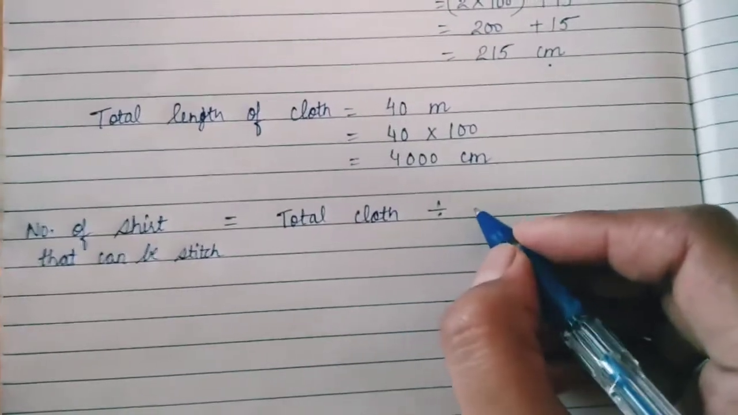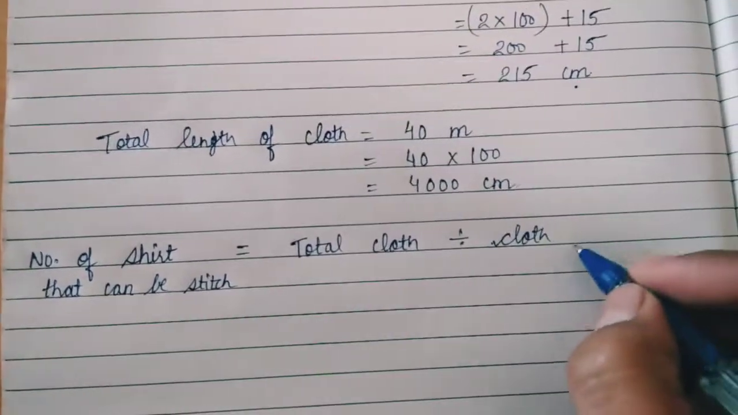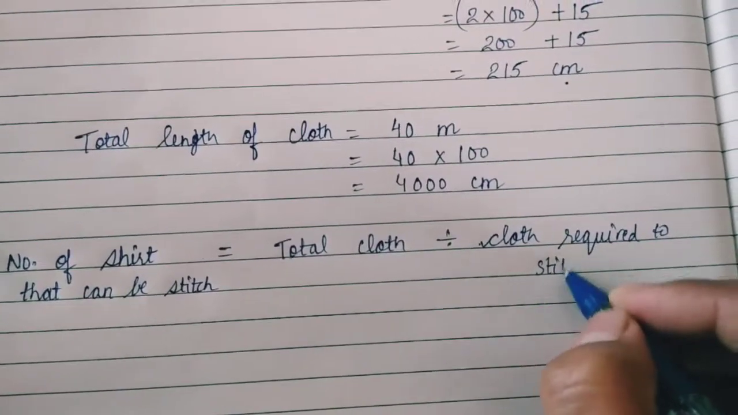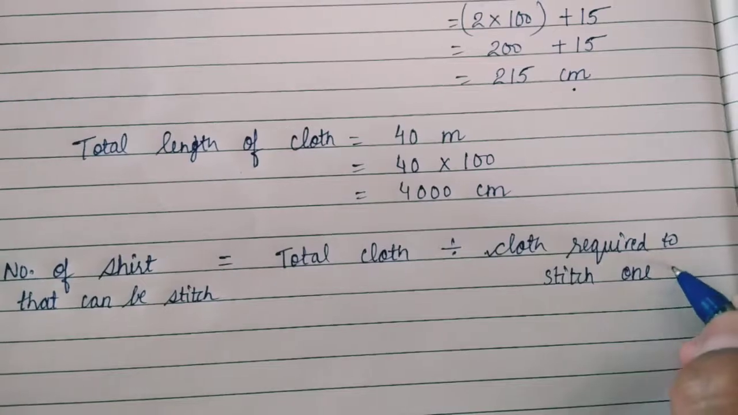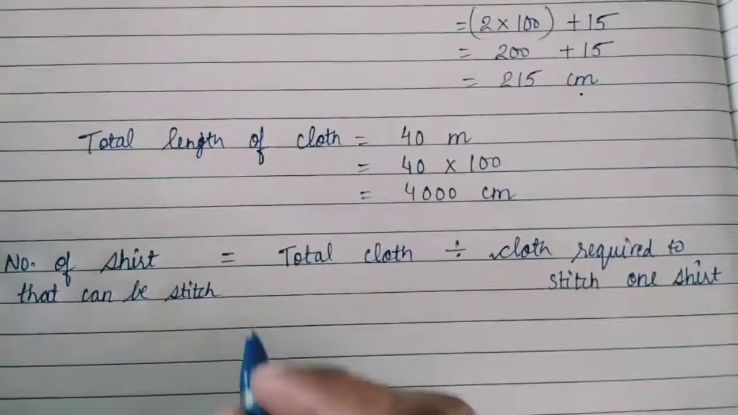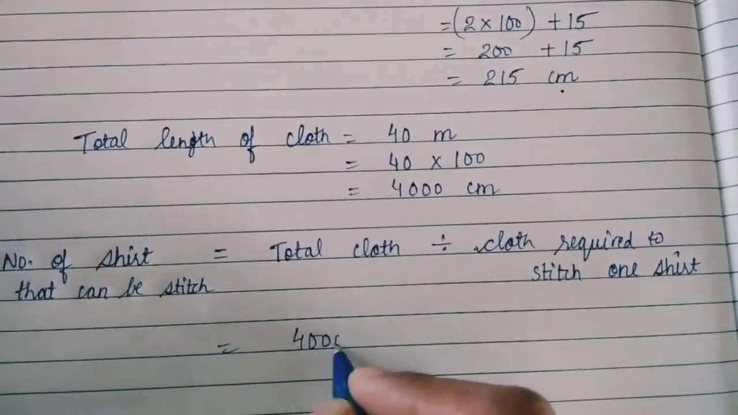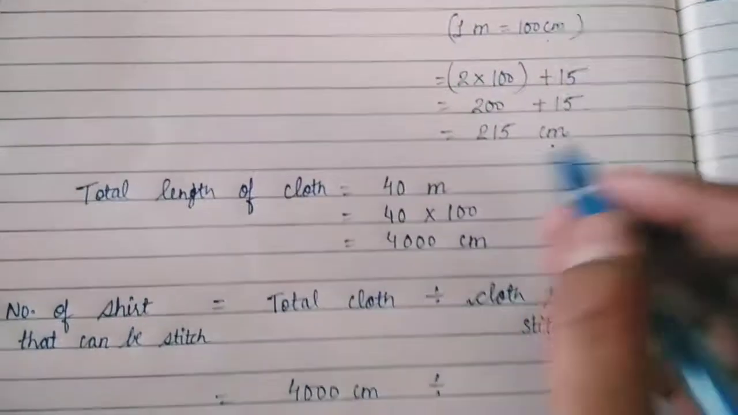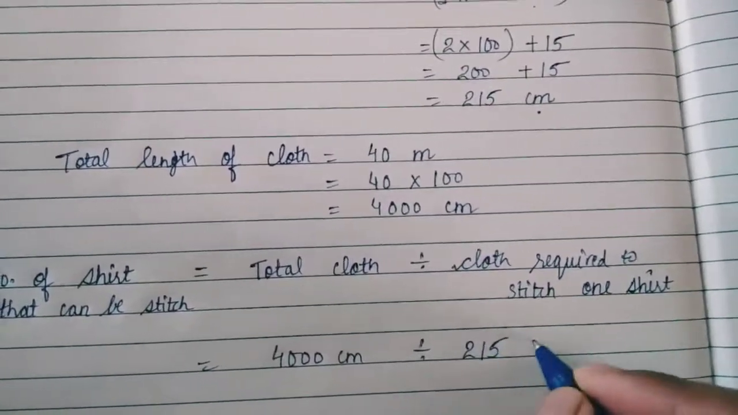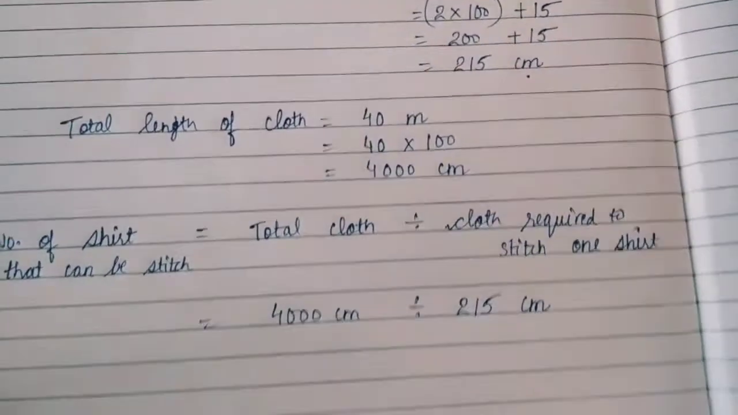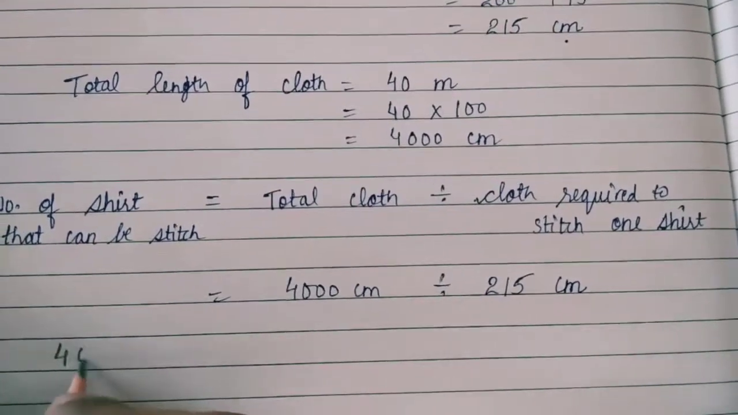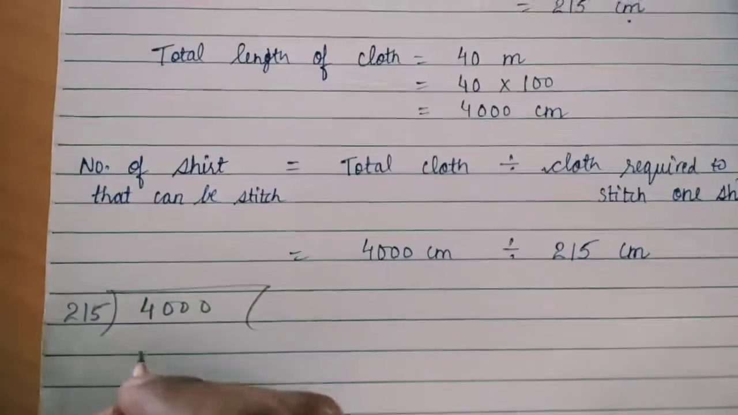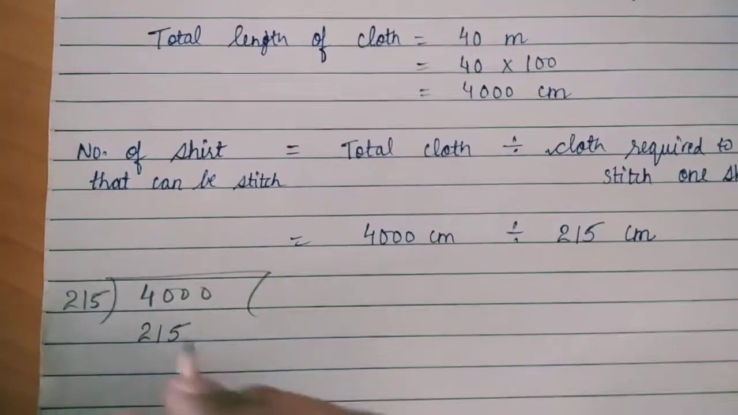the cloth required to stitch one shirt. Simply, total cloth is 4000 centimeter and cloth required to stitch one shirt is 215 centimeter. Okay, so simply we will divide them. 4000 is divided by 215. So 215 goes one time.